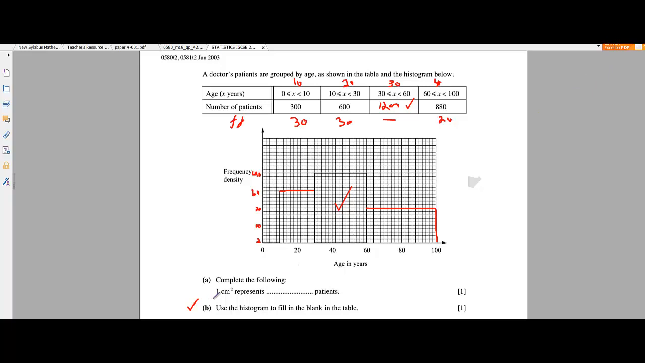Now come to part A. 1 centimeter square represents how many patients. Okay, and this is 1 centimeter up till now here. This box has length 1 centimeter and width 1 centimeter. You can check it using the ruler as well. 1 centimeter and 1 centimeter, and the whole area of this box is 1 centimeter square. So this 1 centimeter square, number of patients means frequency.